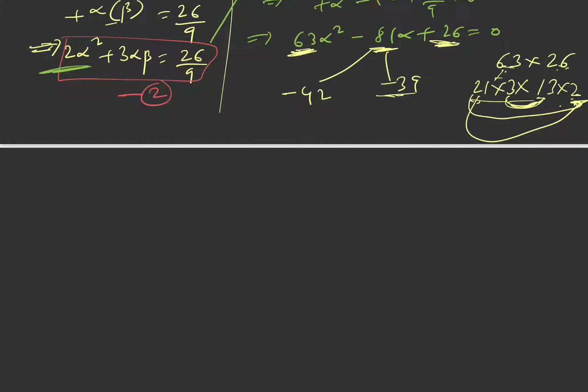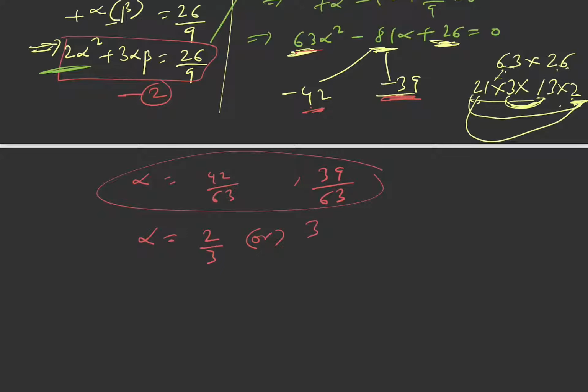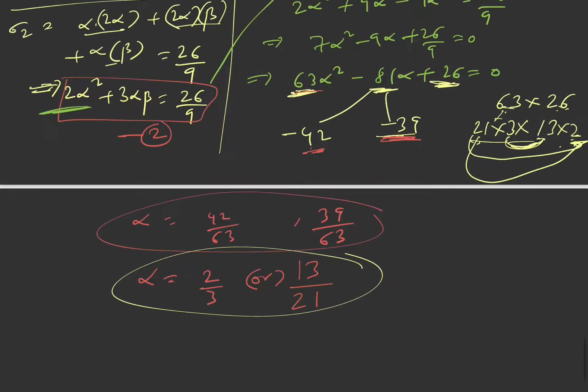Okay, so from here you can get the roots alpha as 42 by 63 and one more root as 39 by 63, right? So the values of alpha are 42 by 63 and 39 by 63. You can solve this by factorization, right? So alpha is 2 by 3, right? 21 2s are 42, 21 3s are 63. Or the value of alpha is 13. I think we can cancel it by 3. 3 13s are 39, 3 21s are 63. So you have got two values of alpha.